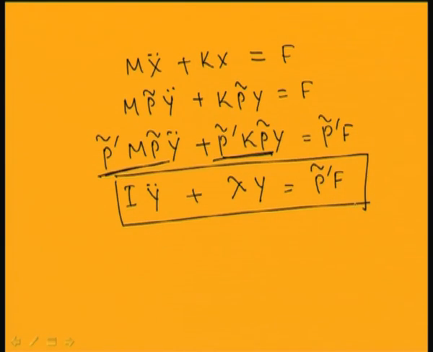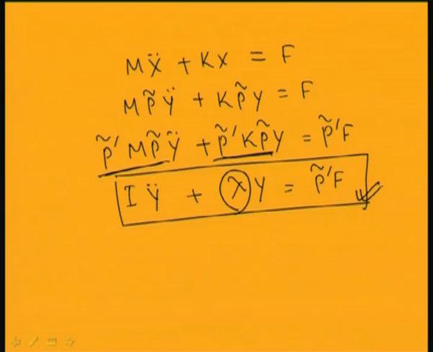So, in this way you can get directly the equation I y double dot plus lambda y equal to P transpose f. Already you know the eigenvalue of the system. So, if you know the weighted modal matrix of a system, then by using that weighted modal matrix you can find the response of the system very easily.